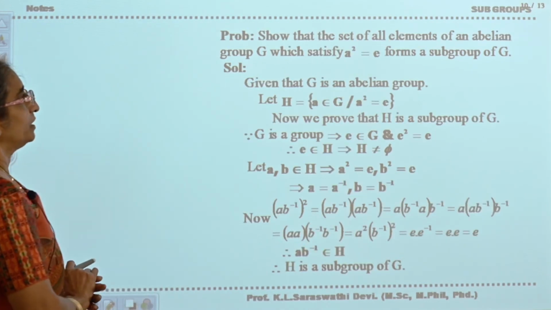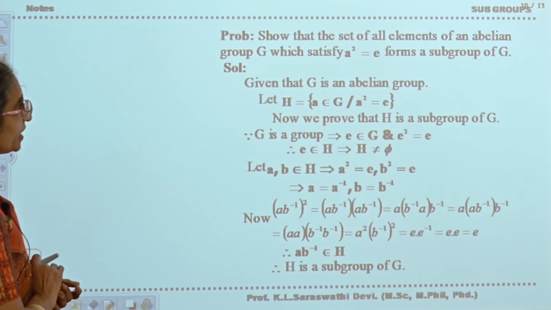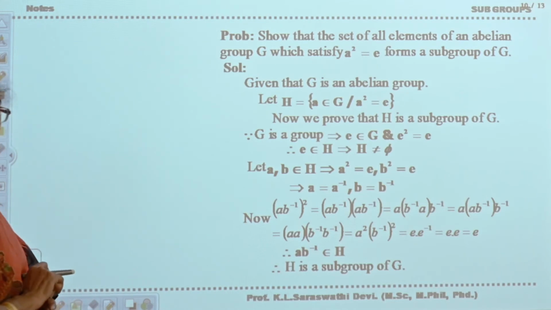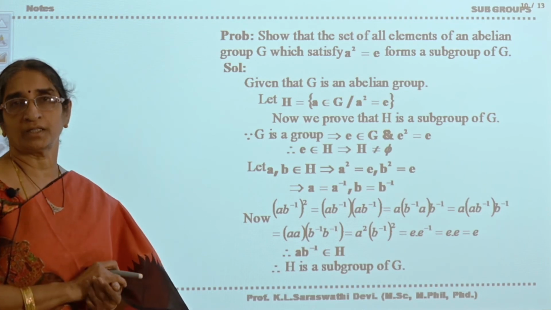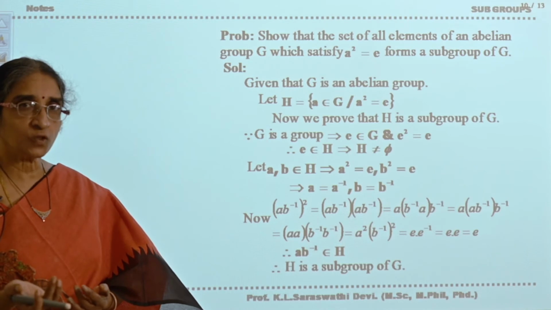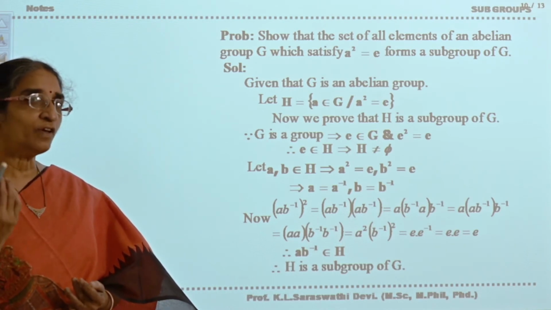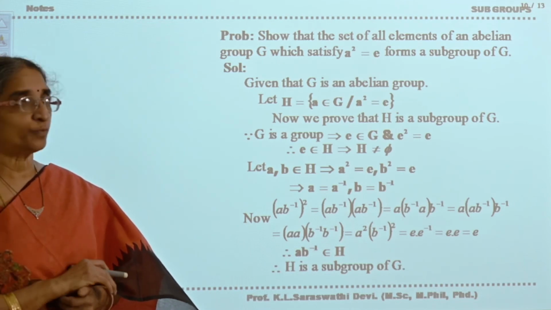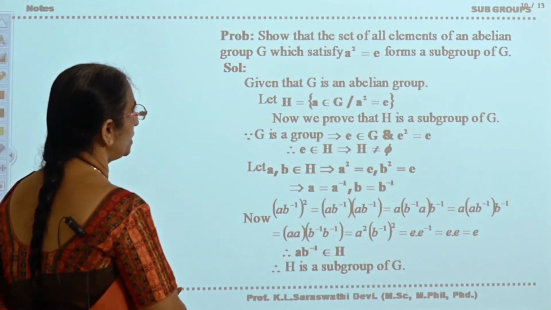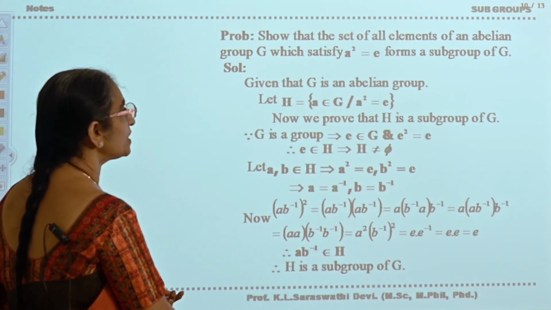Show that the set of all elements of an abelian group G, which satisfy A square is equal to E, form a subgroup of G. In group problems, you have seen that if every element of a group is its own inverse, then it will form an abelian group. Now, what is this? The set of all elements of an abelian group G, which satisfy A square is equal to E, forms a subgroup.